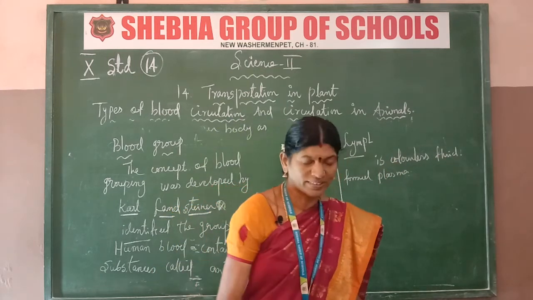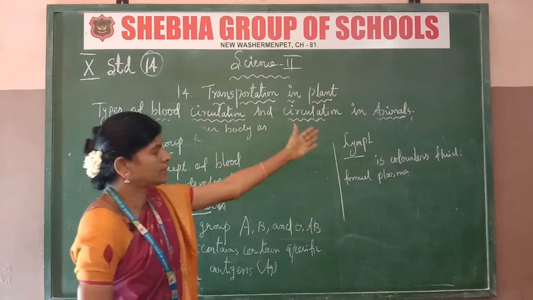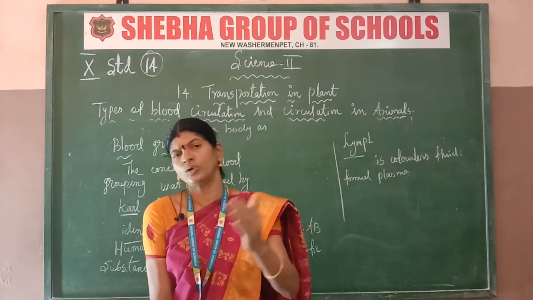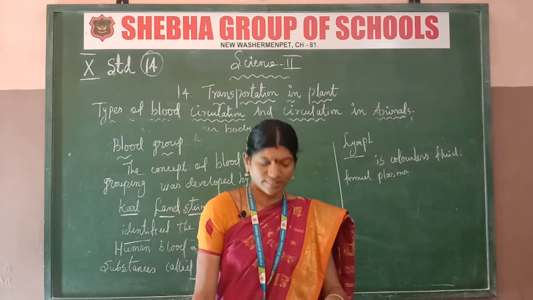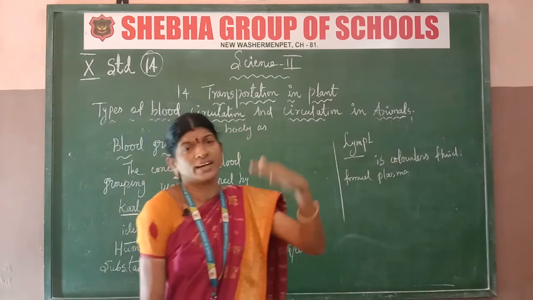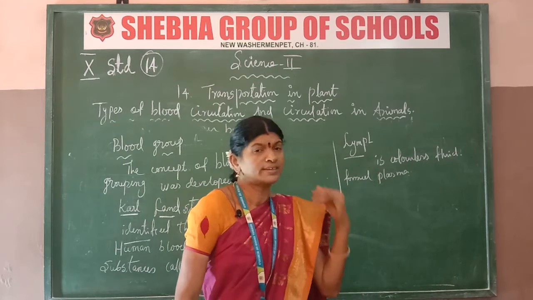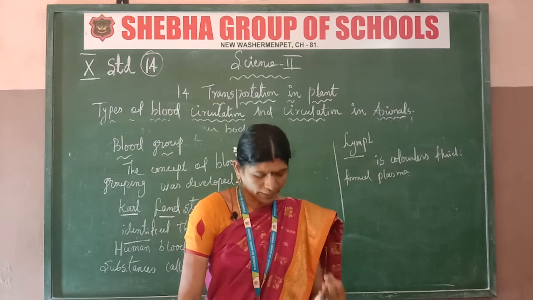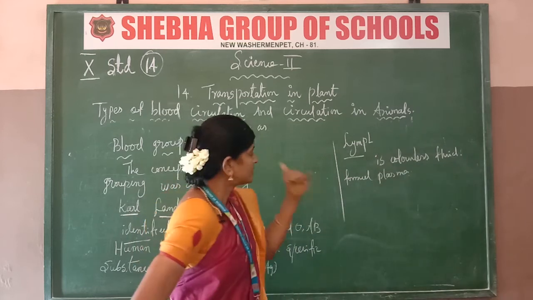Listen children, points to remember. Transportation in plants and circulation in animals. First one is diffusion: movement from higher concentration to lower concentration, without energy. Next one is the osmosis process. Third one is transpiration: evaporation through the stomata region, where excess water is excreted from the plant. And then the circulatory system. What is it? It consists of the circulatory fluids, blood and lymph, and the heart, blood vessels and capillaries. These are all the circulatory system.